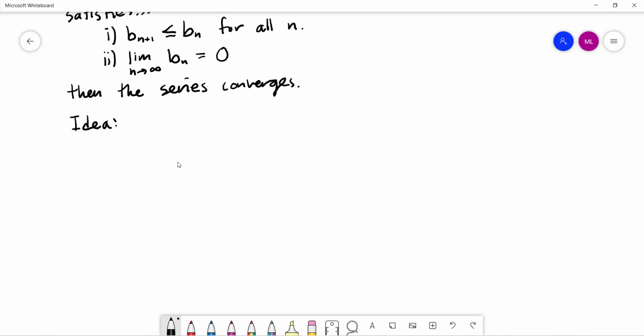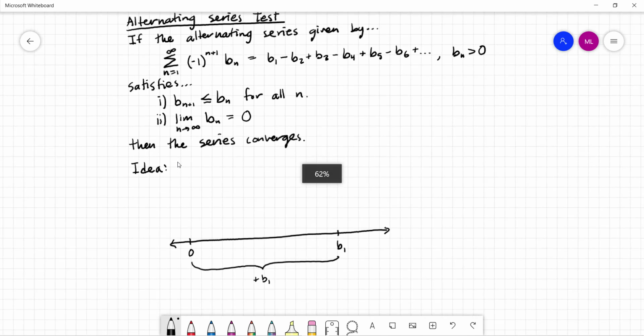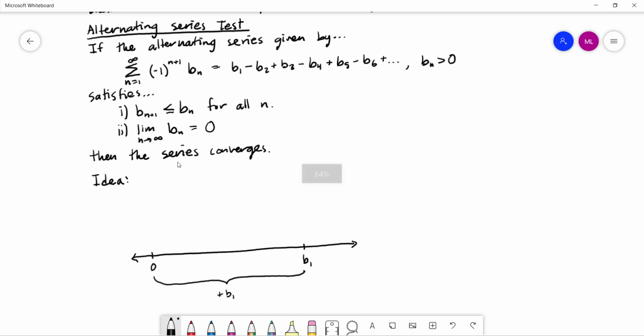So let's imagine I have my number line here. Maybe we start at 0 on our number line, and let's say the first term that we start with is b sub 1. So b sub 1 shows up here. Here's our plus b sub 1. So this distance is our plus b sub 1, our first term, which again, let me zoom out so we can see it all at once, which I'll remind you is this positive term.